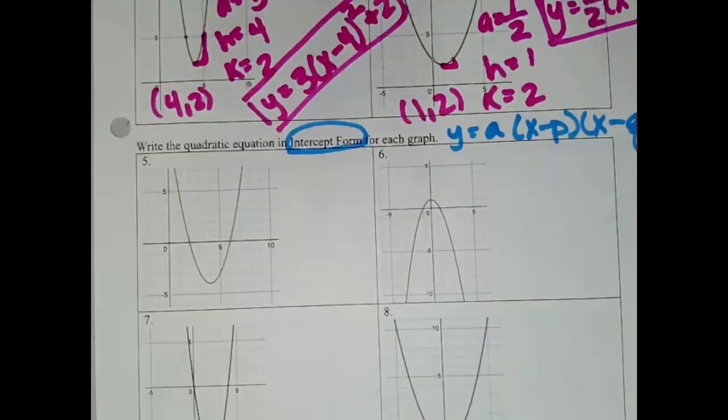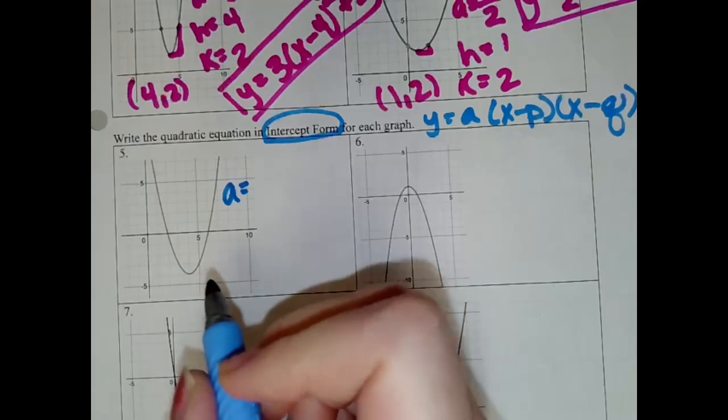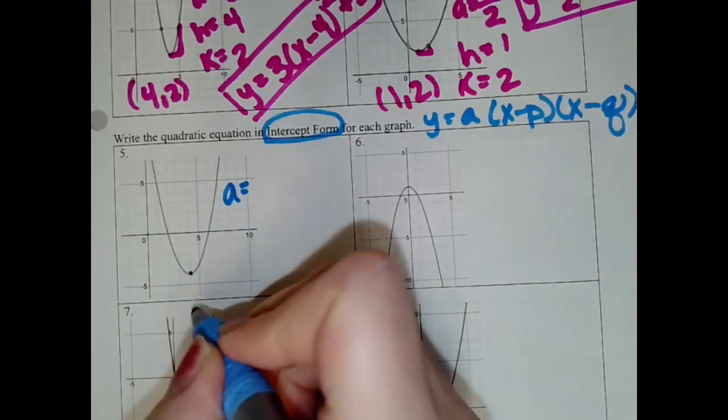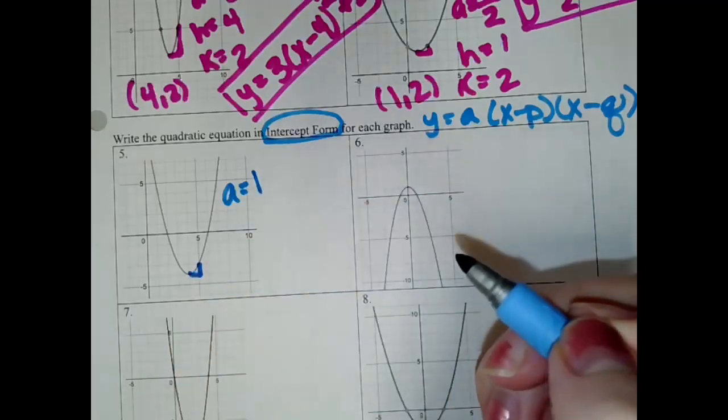Let's take a look at intercept form. Intercept form is the same idea, A, P, and Q. We need to identify those values. A, you identify the exact same way as what we did on the previous problems. So from the vertex, you go right 1, up 1. So that means A is a positive 1.